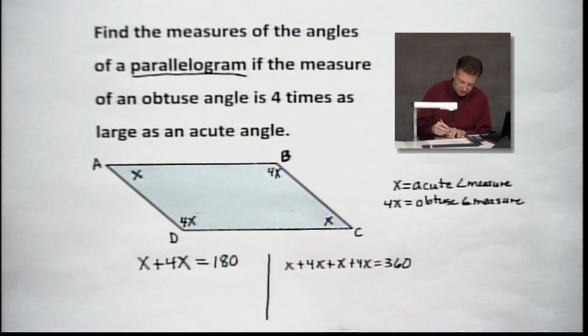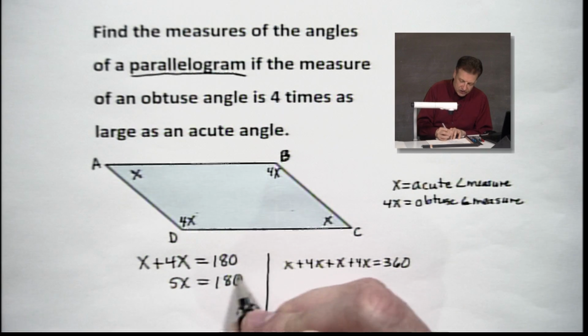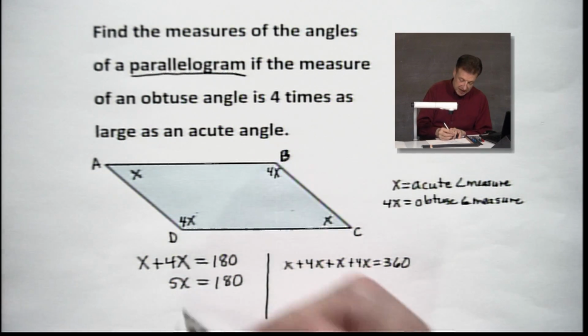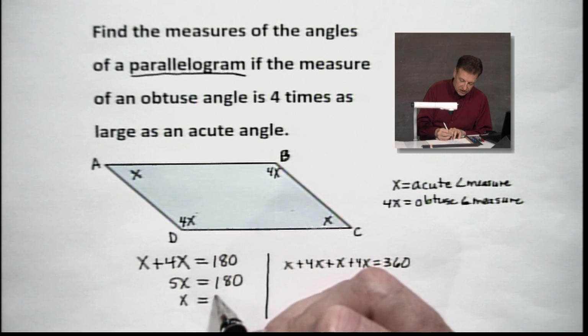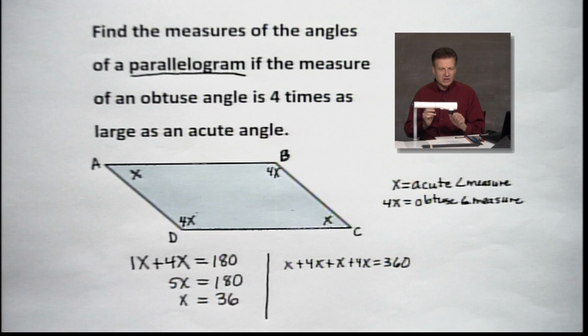Let's work it both ways. We got 5x, wow, equaling 180. Do some quick division, and it does come out even very nicely. How about it? We get 36. And by the way, remember, that's a 1 in front of that x. So some of you are going, where do you get 5x?